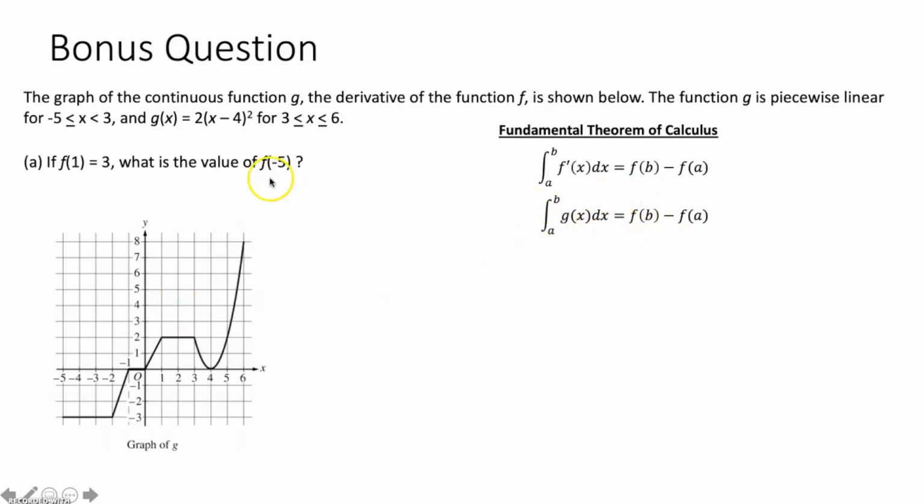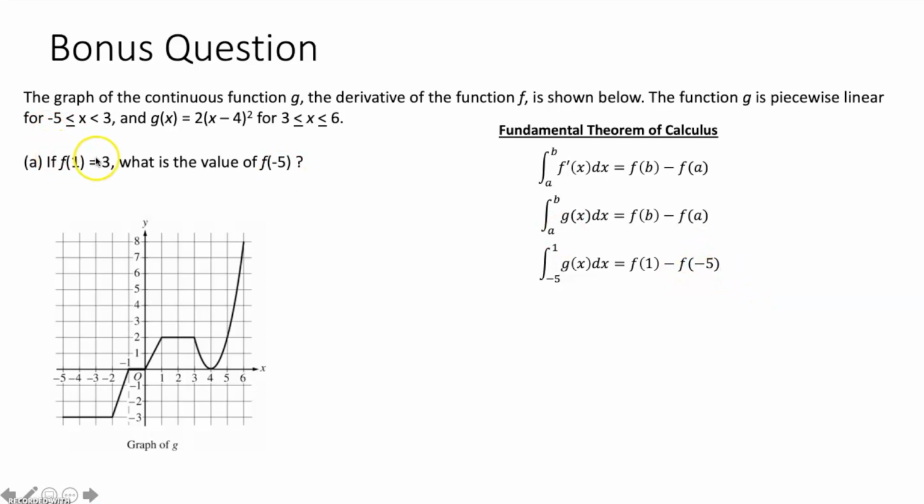Well, remember, the goal of this problem is to find f of -5. So one of these over here has to be f of -5. And we're also given that f of 1 is equal to 3, meaning the other one should be f of 1. So let's say our a value is going to be -5 and our b value is going to be 1, meaning we could rewrite this as the integral from -5 to 1 of g of x dx is equal to f of 1 minus f of -5. Now all we have to do is solve for f of -5.